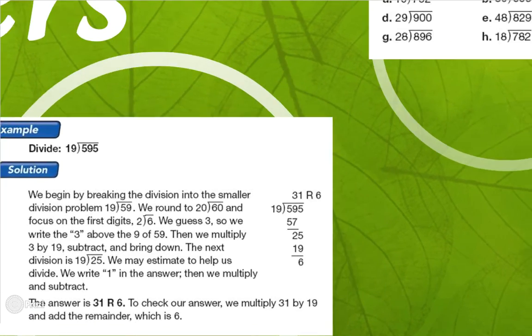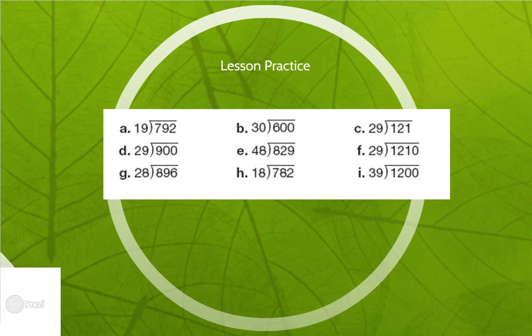Okay, so that's it for today. Here's your lesson practice, A through I. Make sure that when you do this, you show all your work. If you need to use the back of the paper or get a separate sheet of paper to show your work, please do that. So we can see where you messed up, and it's just good practice to make sure that you're lining your numbers up correctly and whatnot.